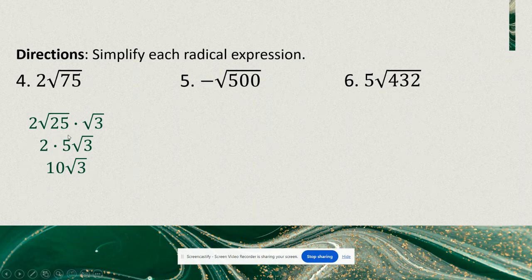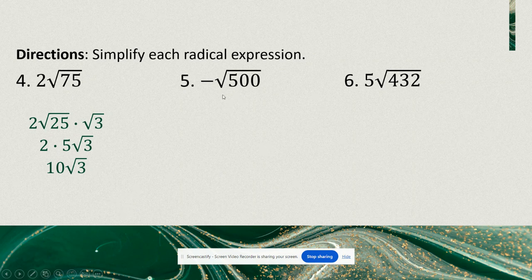Because 2 and 5 are both outside of the radical sign and I'm multiplying, I can multiply them and combine them to give me a 10, okay? So since they're both outside of the radical, 2 times 5 is going to give me 10. 10 root 3 is my final answer, okay?